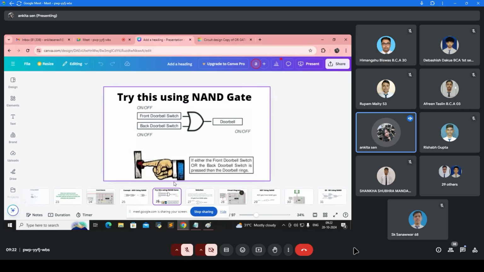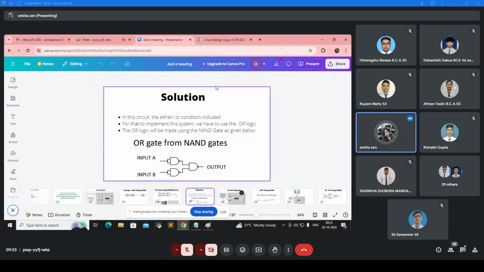This is one type of practical application of the OR gate using NAND gate. If it is an either-or situation, this can be done using the XOR gate also, but this is one form of practical application. So what is our target? We are going to implement the OR gate using NAND gate.